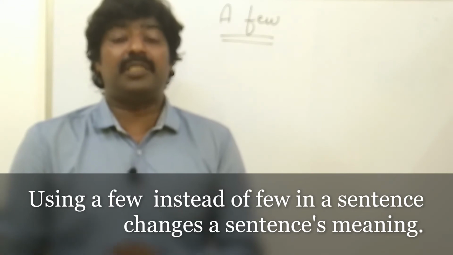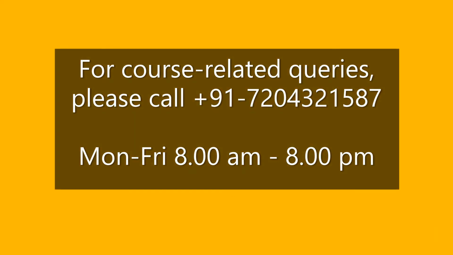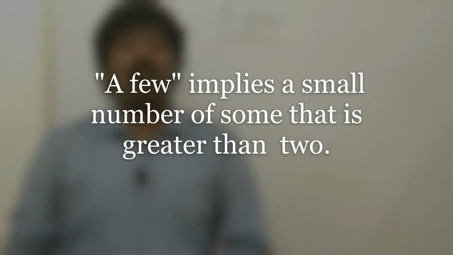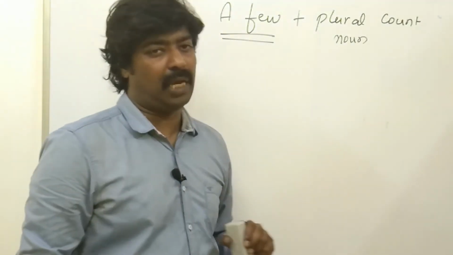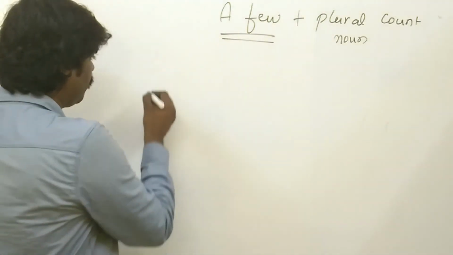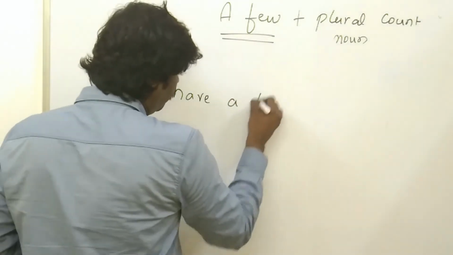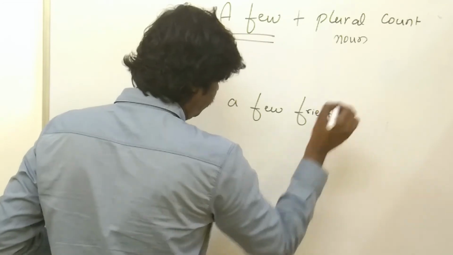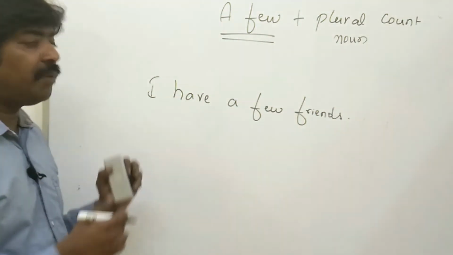Using a few instead of few in a sentence changes the sentence meaning, whereas a few implies a small number of some that is greater than two. A few plus plural countable noun. I have a few friends, which means I have a small number of friends.